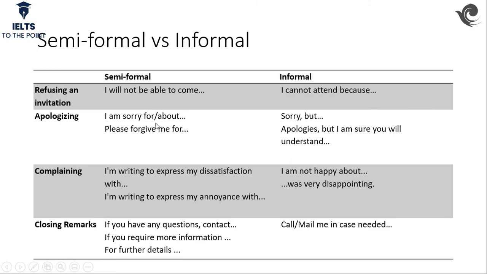Complaining as well, I'm writing to express my dissatisfaction with, or I'm writing to express my annoyance with. That could be in a semi-formal letter. When it comes to an informal letter, you can simply say I'm not happy about, or that was particularly very disappointing. In closing remarks, if you want to write that, you can say if you have any questions, contact, or if you require more information or further details, please contact this. Here in informal letter, you can simply say call me or mail me in case needed.